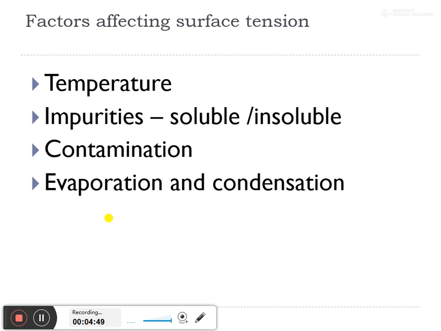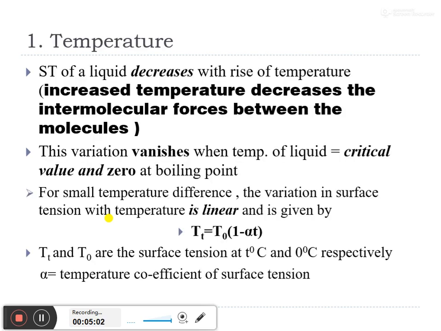And these are the factors affecting the surface tension. The first one is temperature, then the other one is impurities, then the third one is contamination, and the fourth one is evaporation and conduction. So first we have to discuss the variation of surface tension with temperature.